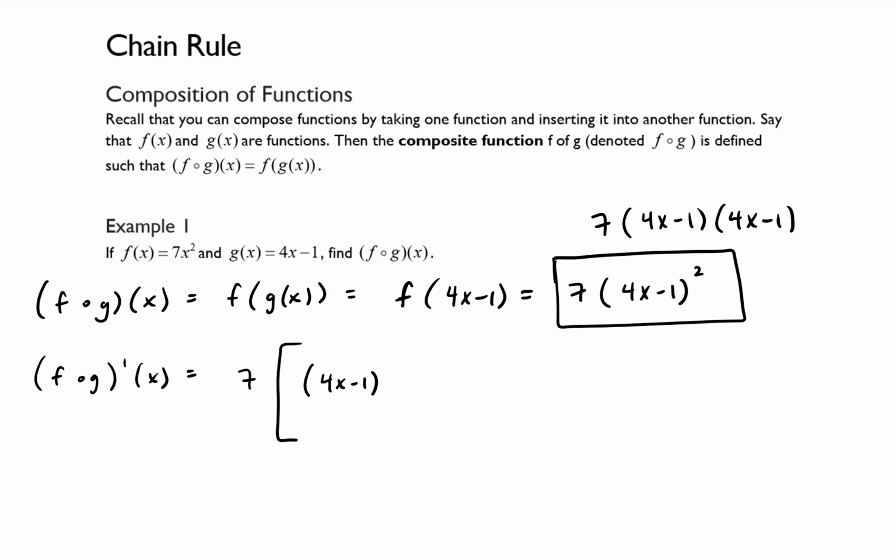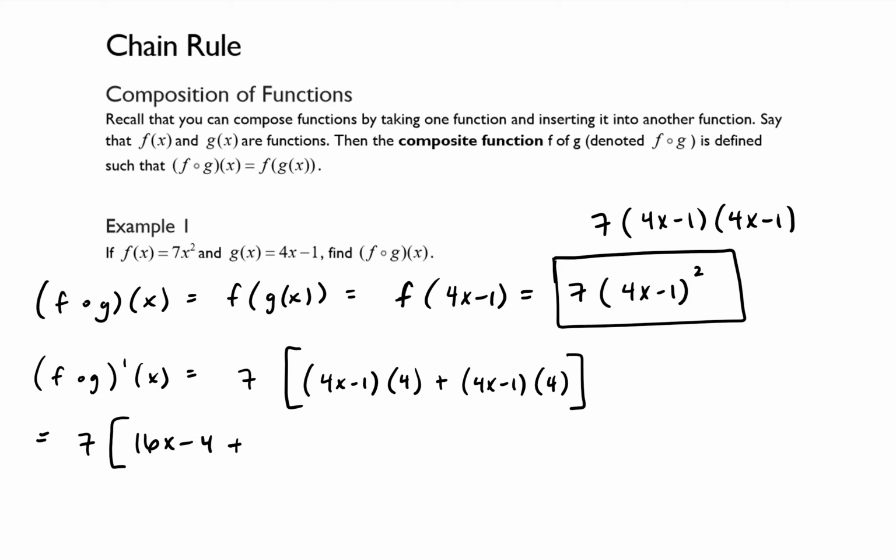And so the derivative then is going to equal 7 times the first function times the derivative of the second function plus the second function times the derivative of the first. If we simplify that and distribute in the 4, we get 16x minus 4 plus 16x minus 4. And then we have 7 times 16x plus 16x is 32x, and then minus 4 is minus 8.